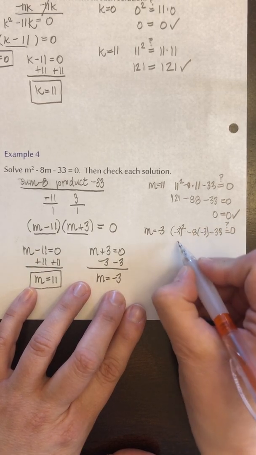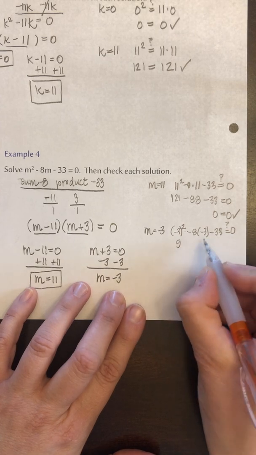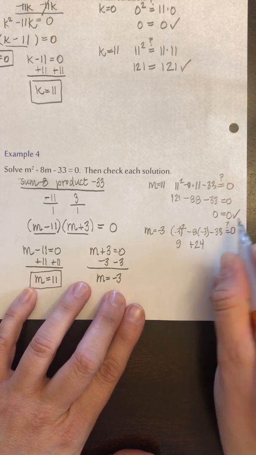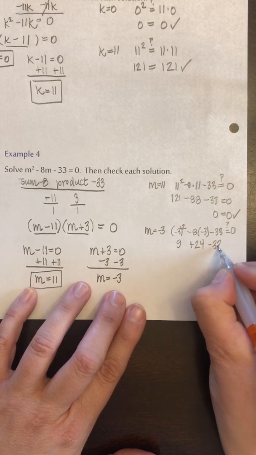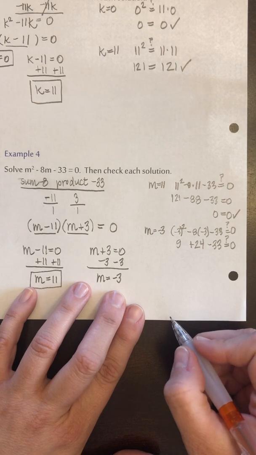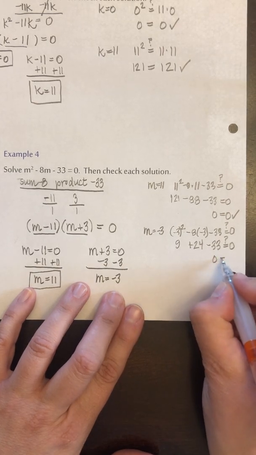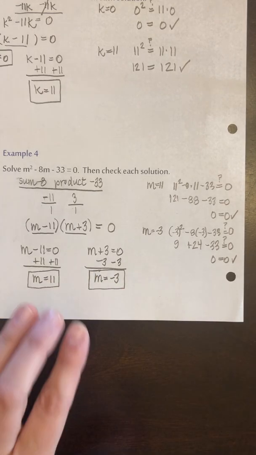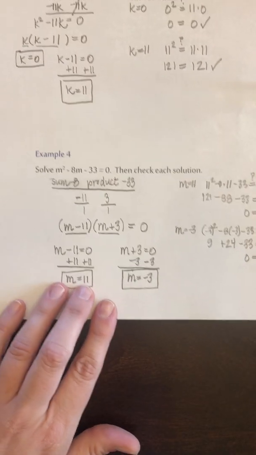All right, -3 squared turns into 9. In the middle, negative 8 times negative 3 turns into positive 24. And then behind it, we still have minus 33. 9 plus 24 is 33. 33 minus 33 is 0. And yes, it works. Now, interesting fact to show you here real quick.